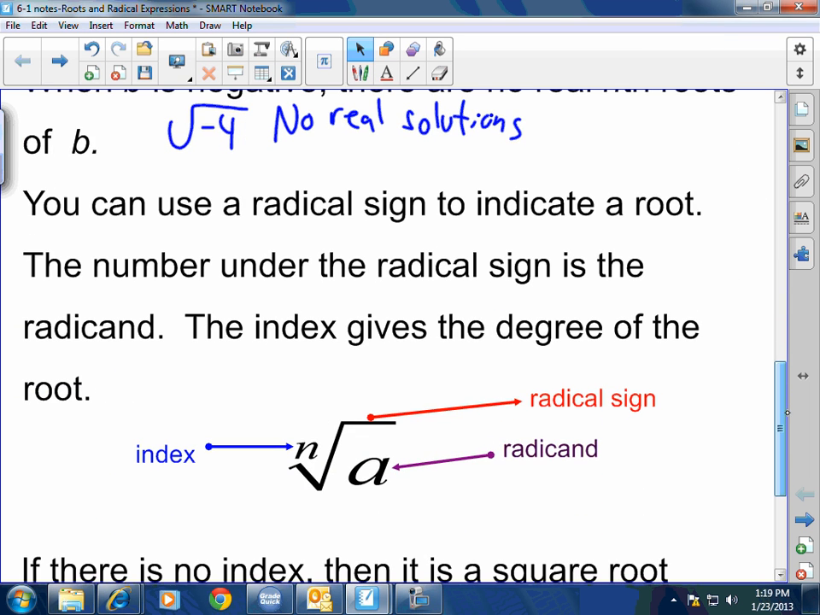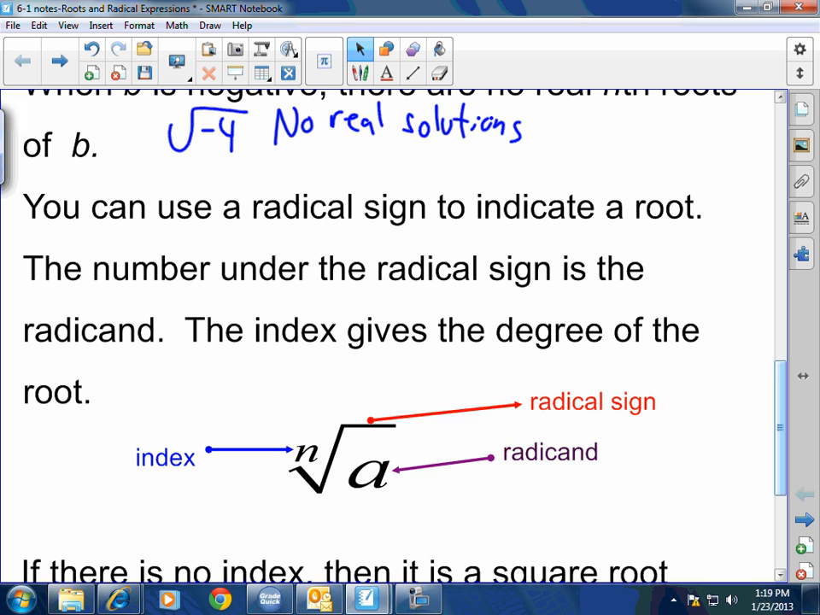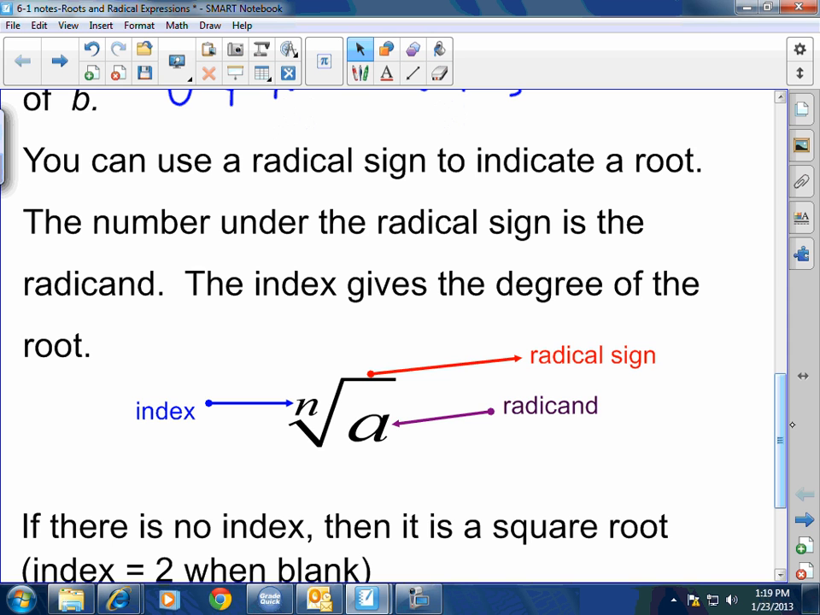So, you can use radical signs to indicate a root. The number under the radical sign is the radicand. The index gives the degree of the root. When you have a radical like this, n here is your index. That is going to tell you how large of a set you're looking for. The value inside of the radical is called the radicand, and the sign itself is called a radical sign. Again, the index is going to tell you the size of the set that you're looking for.